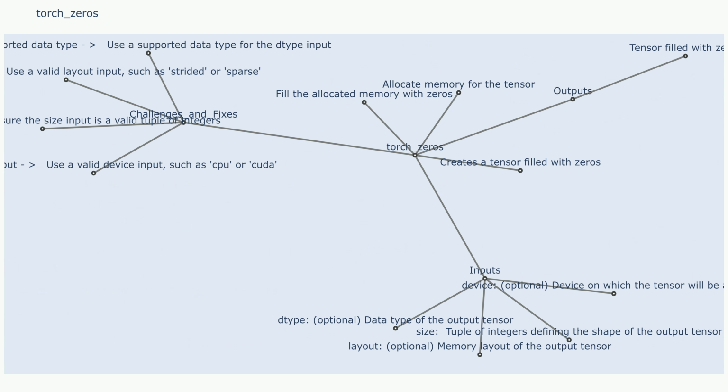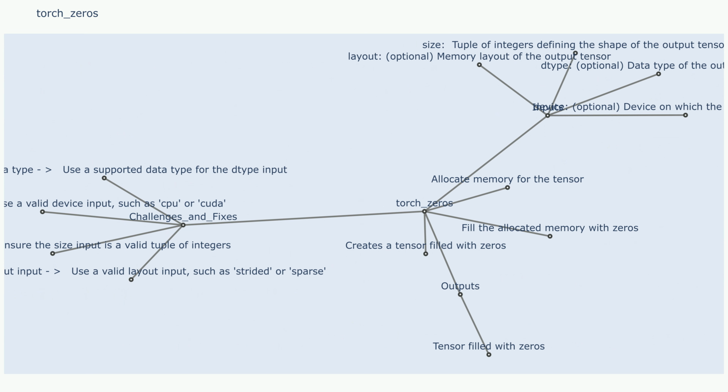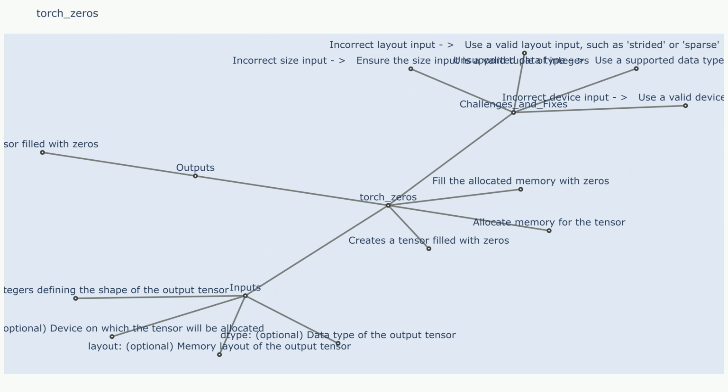Outputs. Tensor: this is the newly created tensor filled with zeros, with the specified shape and data type. Steps. The torch.zeros function takes the specified size as input and allocates memory for the tensor. The memory allocated is filled with 0 values. The function returns the newly created tensor, ready for further operations.